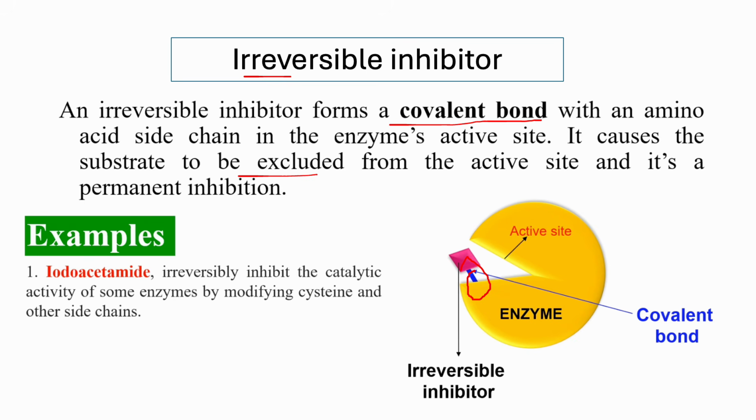Like iodoacetamide, it irreversibly inhibits the catalytic activity of the enzyme by modifying cysteine and other side chains. That means it modifies cysteine and other side chains.